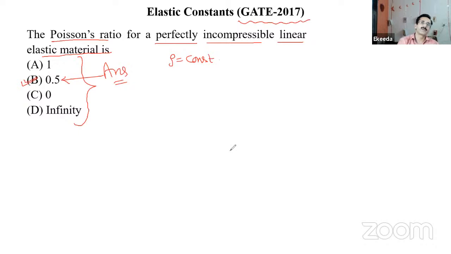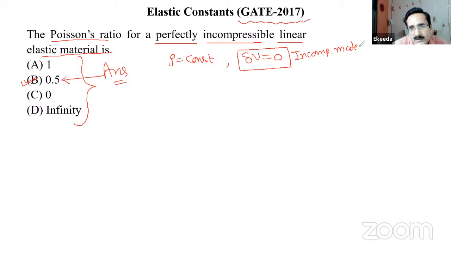And if the density of the material is not changing, it also means that there is no change in volume of the material, because if density is constant, volume is constant. So there is no change in volume of the material. So delta V is 0. This is very important. For an incompressible material, the change in volume is 0. Right? So you should remember this thing, right?